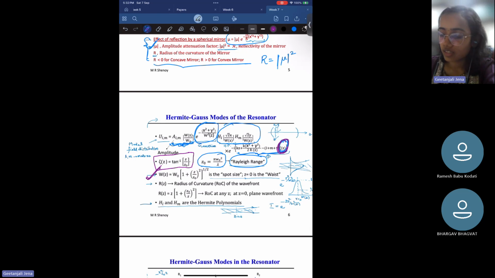And R of Z is the radius of curvature of this wavefront. Similar to the spot size relation, we have the radius of curvature relation, which is R of Z equal to Z times 1 plus Z0 by Z squared. So this defines the ROC of the wavefront at any Z inside this plane mirror resonator. And HL and HM are the Hermite polynomials.